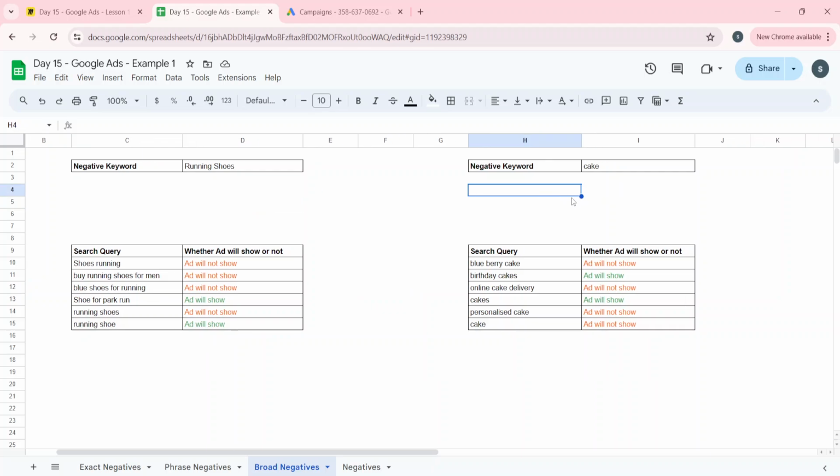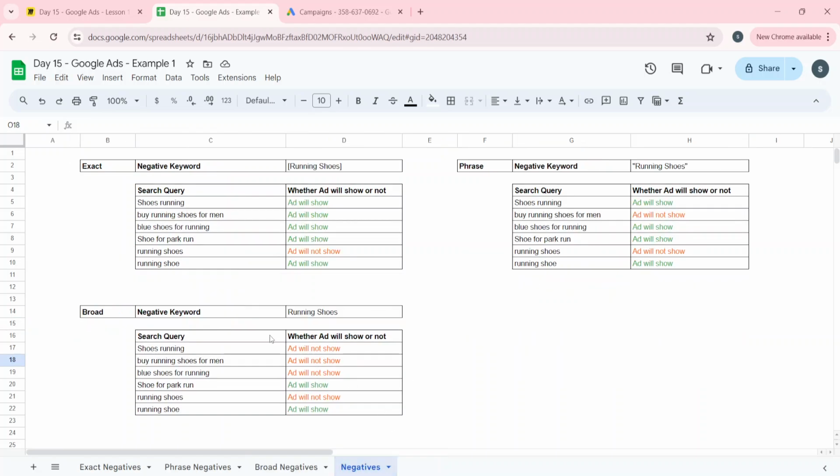And the next example, for cake. Here cake is in broad match, so for this query your ad will not show, and for cakes obviously your ad will not show because it is in plural form. Next, the third example, your ad will not show, it is matching. And for cakes your ad will show, as I told you, it is plural form and it is in singular form. If you don't want to show your ad for cakes, then you have to add cakes as a negative keyword. And for personalized cake your ad will not show, and for cake your ad will not show. I hope you have got this distinction between exact, phrase and broad match keywords.